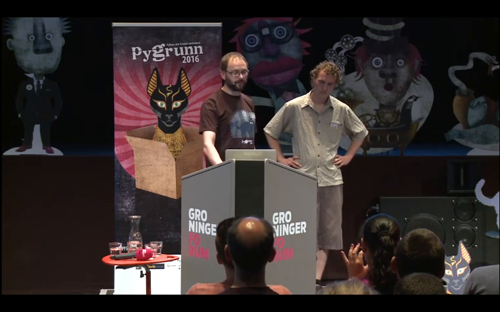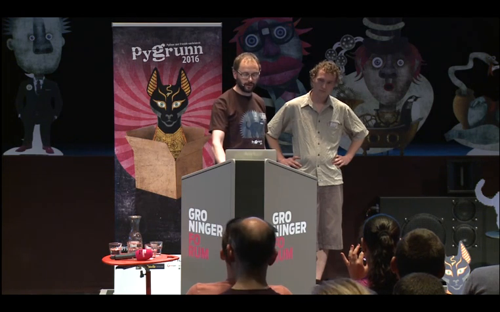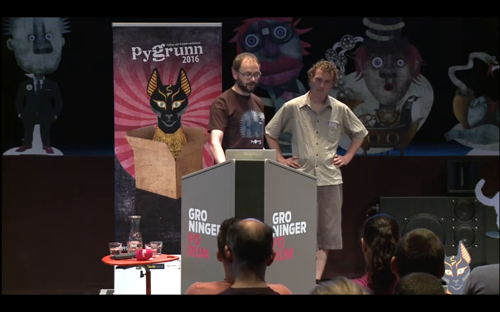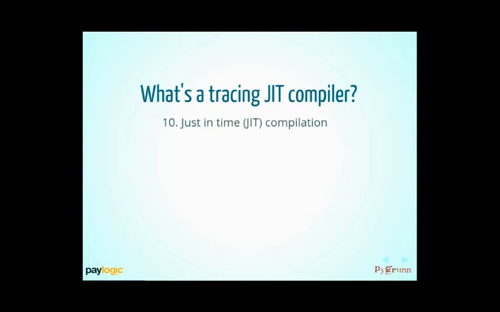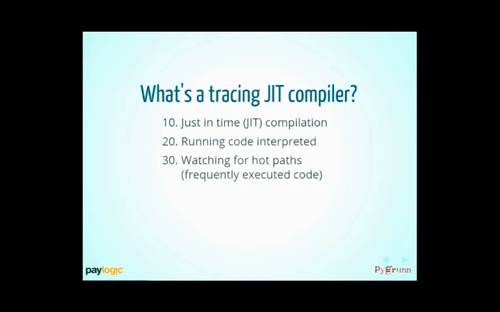So what does it mean to have a tracing JIT compiler? It's just-in-time compilation. What that means is that it runs the code interpreted and watches for the hot paths. That's what the tracing does. So it traces the code and watches where it's actually useful to optimize. It does then that optimization and then just starts over again.